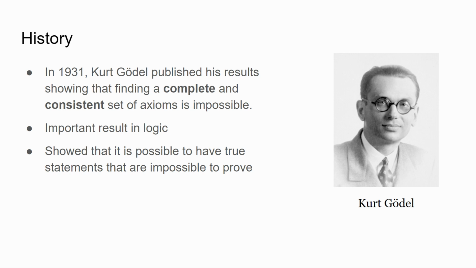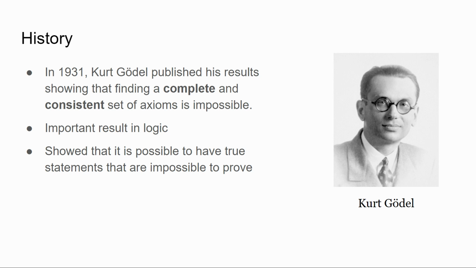Gödel's incompleteness theorems show that it is possible to have true statements that are impossible to prove within a mathematical system. So before we look at the theorems and their proofs, we want to establish a few important definitions. A formal system is defined by a set of axioms and a set of inference rules. For example, if A implies B and A is true, B must be true.